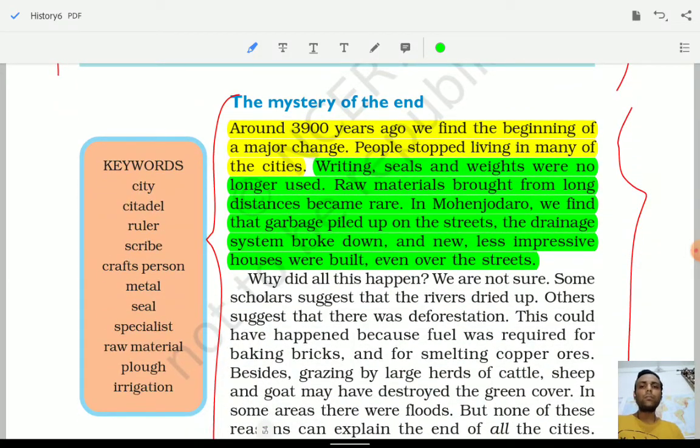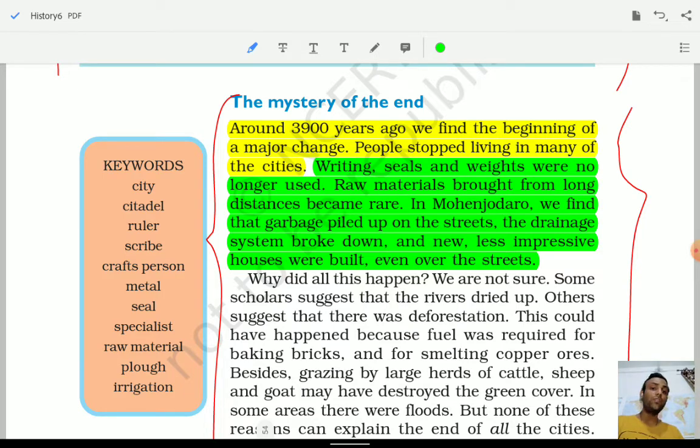And there are different theories which were postulated about the mysterious end of the society, about why the Harappan civilization, which was flourishing and so advanced in terms of everything, just perished. So different archaeologists or theorists have provided different theories. So let us understand. Around 3900 years ago, we find the beginning of a major change.